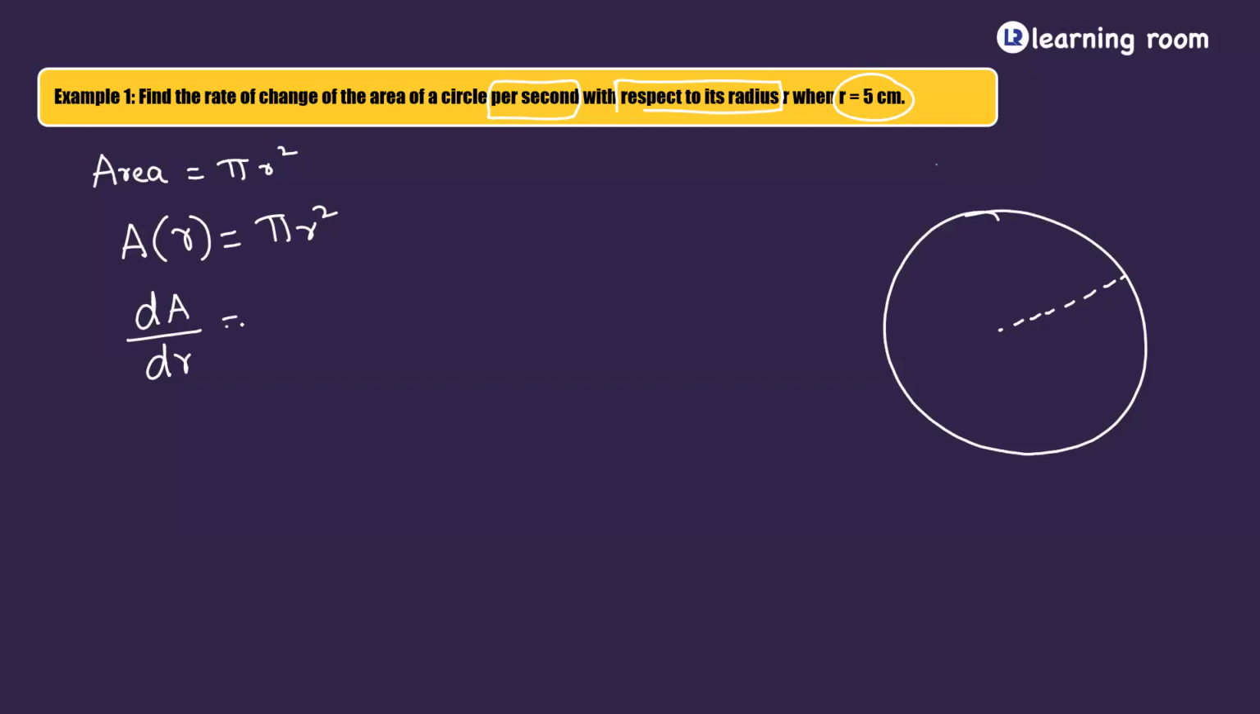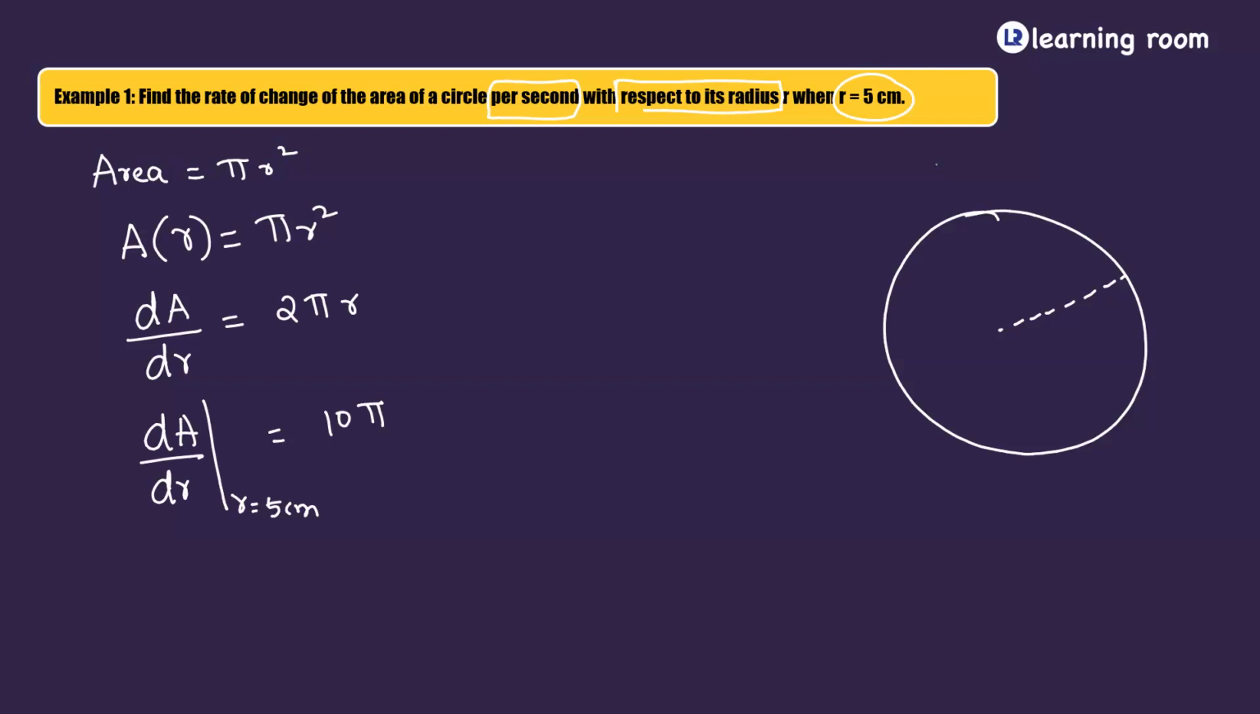It is going to be 2 pi into r. So dA divided by dr at r is equal to 5 centimeters. Take this value and substitute it here. You will get the answer as 10 pi.